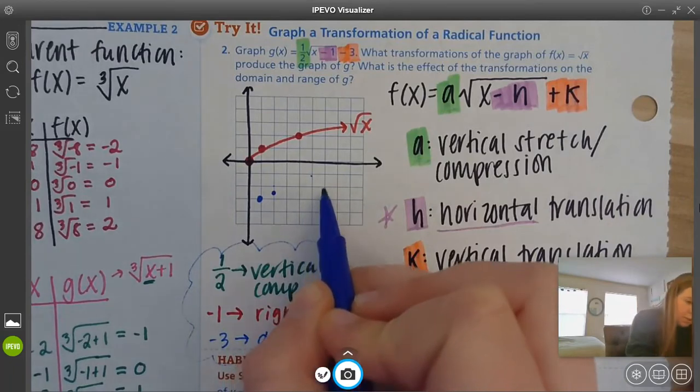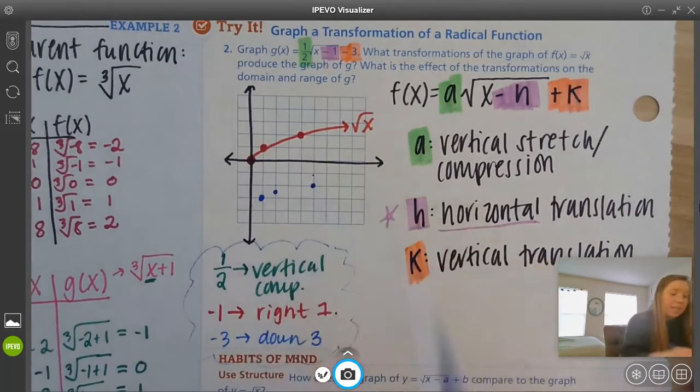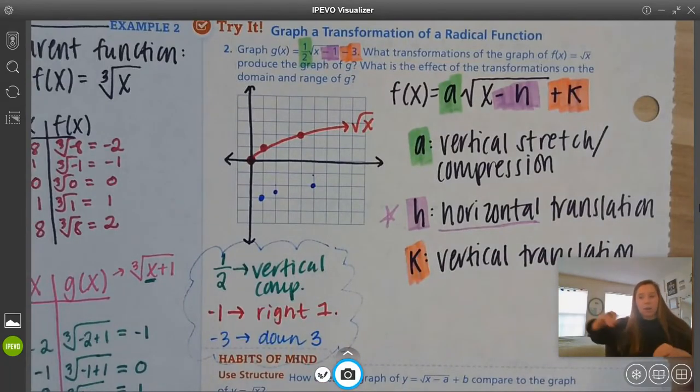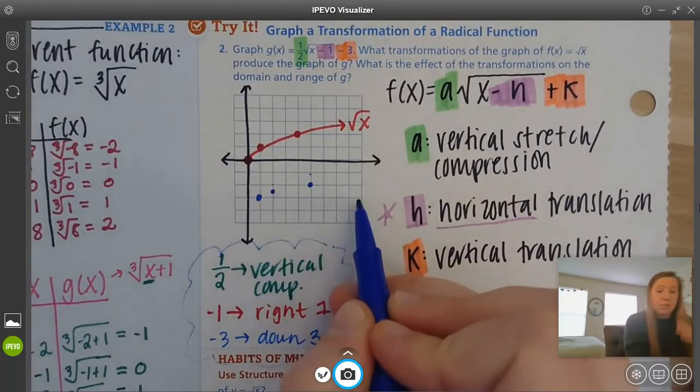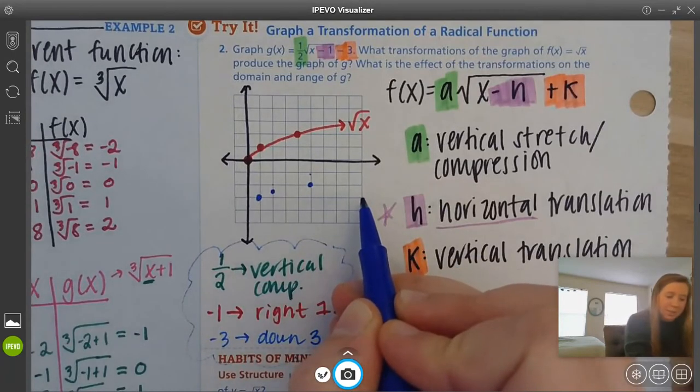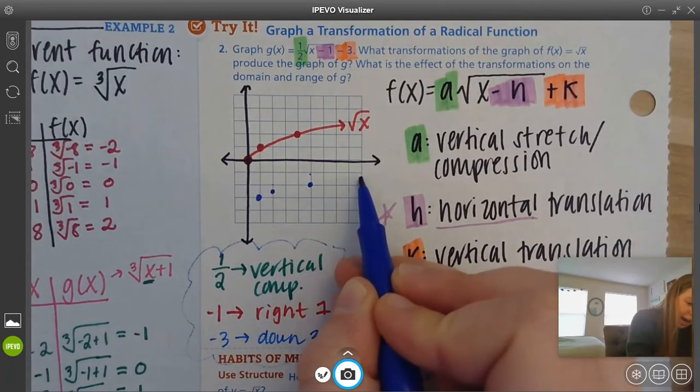Half of 2 is 1, so I'm going to go up 1. And we can continue that pattern. It'll go on forever. Our next point is over 9 up 3, which would fit in here. So we could go over 9 up 1, 2, 3, but we have to do half of 3 this time. So we're going to go up 1.5.